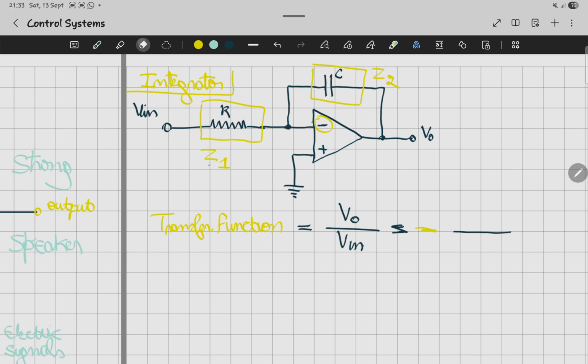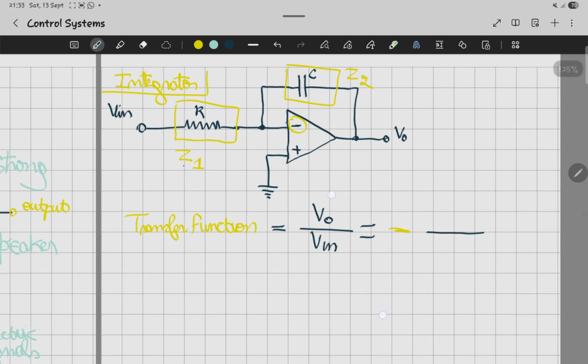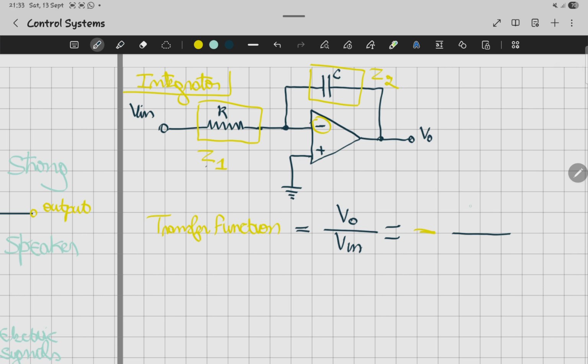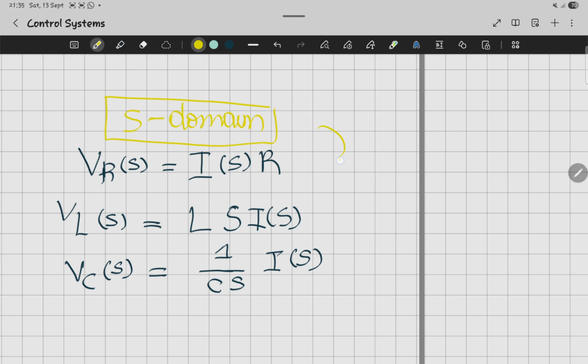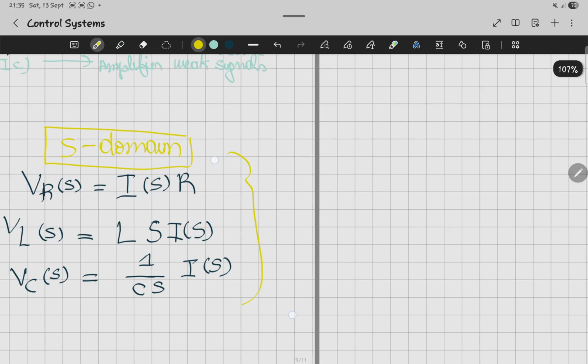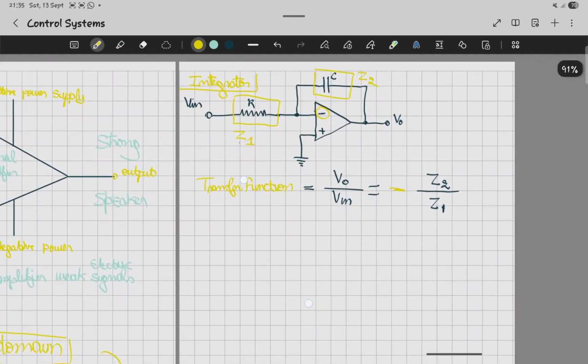Let me just write it correctly so that you can see this is equal. It's gonna be Z2 over Z1. So for the transfer function, the output over the input, this is what we need to solve. And there's one thing that you need to know before we continue. If you recall, these are the S domain formulas, so we're going to use them directly in these equations.